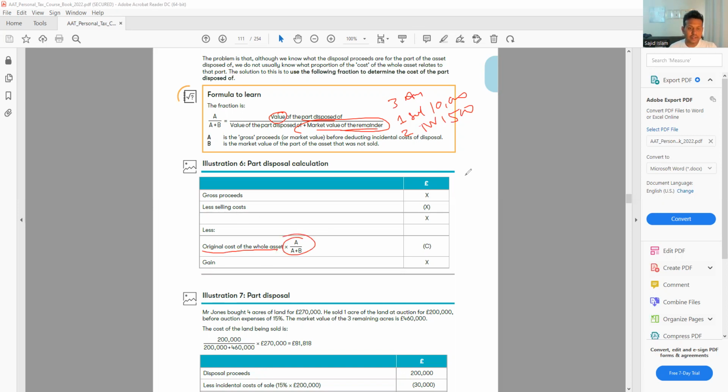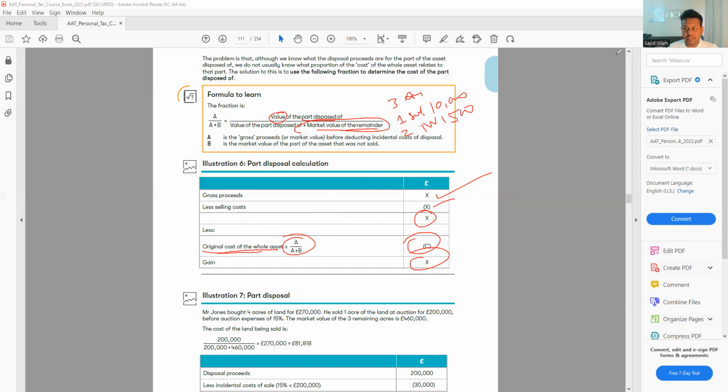So first you need to find the gross proceeds, how much we sold it for, and we minus the selling cost, that's the net proceeds. And from there, we have to minus the original cost. To find the cost, you have to use this formula, A over A plus B, multiplied by the original cost, that will give you the cost, and minus that, that will give you the gain.